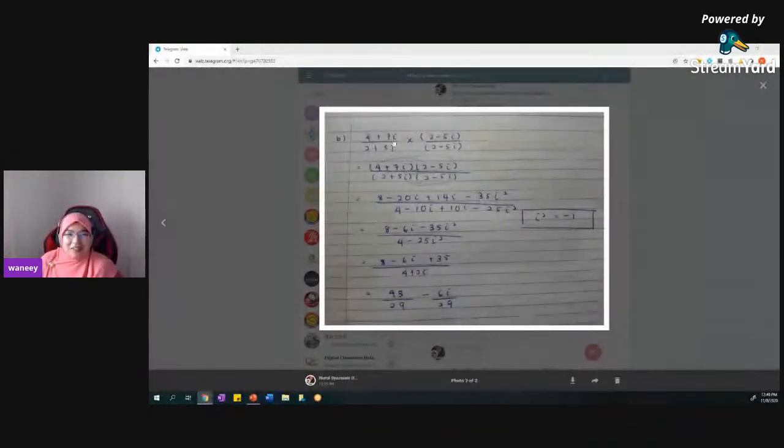Okay, so 4 plus 7i over 2 plus 5i. So what you should do, you take the conjugate of 2 plus 5i. So you times with 2 minus 5i over 2 minus 5i. And then you expand them. Expand, simplify. So you guys gonna end up with 8 minus 6i minus 35i square over 4 minus 25i square. And then use the definition, i square is actually equal to negative 1. So you will get 43 over 29 minus 6 over 29i.